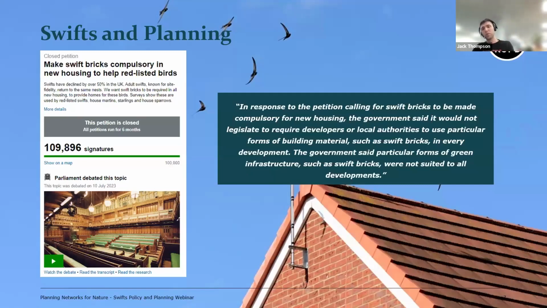A follow-up document, which was called a debate pack, was then produced, where the government said it would not legislate to require developers or local authorities to use particular forms of building material, such as swift bricks, in every development. And the government said that particular forms of green infrastructure, such as swift bricks, were not suitable to all developments. However, the debate pack then goes on to state the potential to use planning conditions and obligations alongside council initiatives at that sort of local scale to enact change for swift policy.